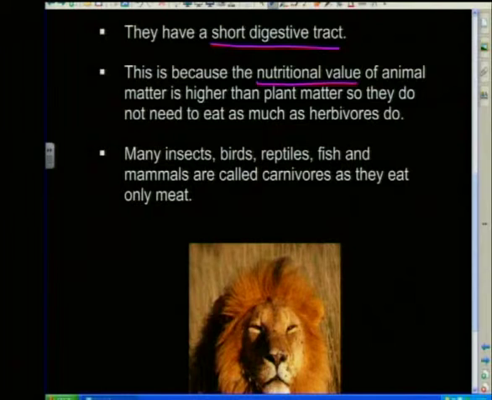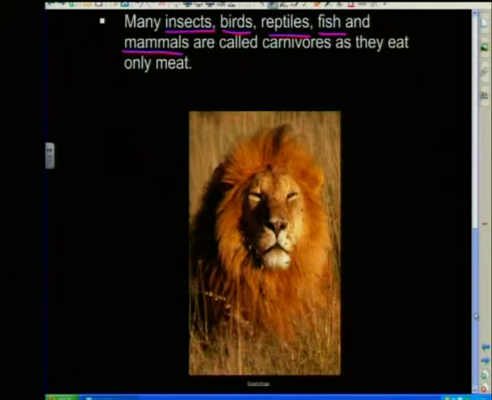Okay, so if we look at some examples of our carnivores, we know that there are many insects that are carnivorous, there are birds that are carnivores, reptiles that feed exclusively on meat, there are fish as well, and many mammals that eat exclusively meat. And this is one classical example that we all know of, and we wouldn't mess around with the lions when we get out into the wild.